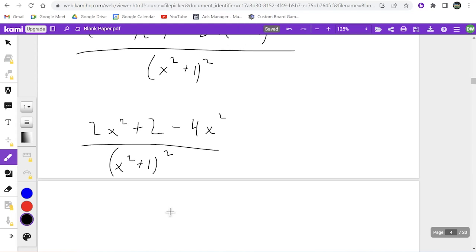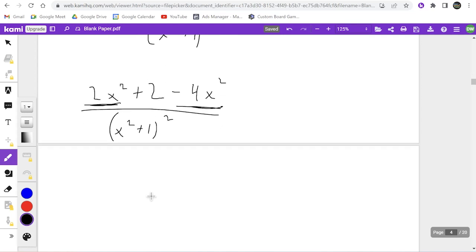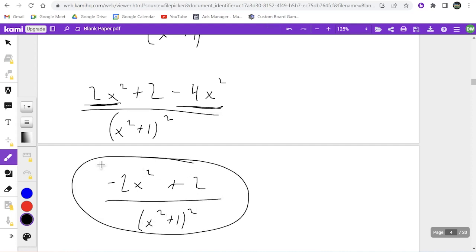We're almost done. We just have to combine the like terms, 2x squared and negative 4x squared, to give us negative 2x squared plus 2 over x squared plus 1 quantity squared. And there's our answer.